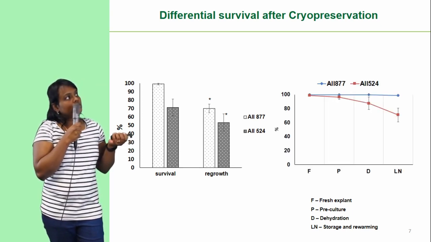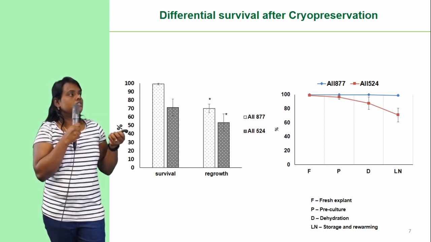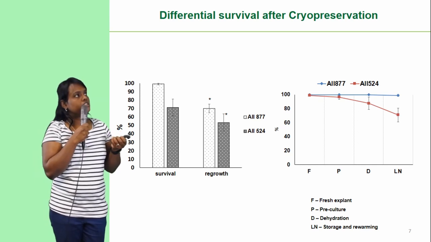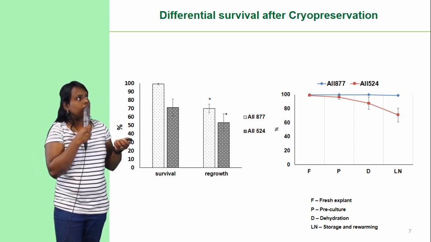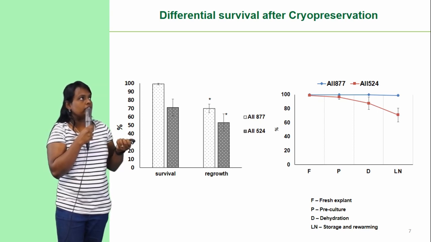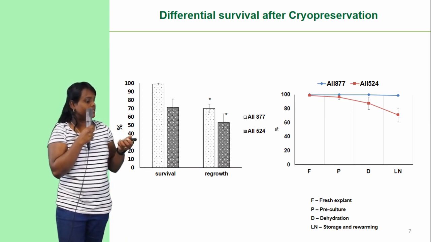Here we see that after dehydration, the survival is reduced in Allium 524 in comparison to 877. This clearly indicates that this accession shows clearly less survival.